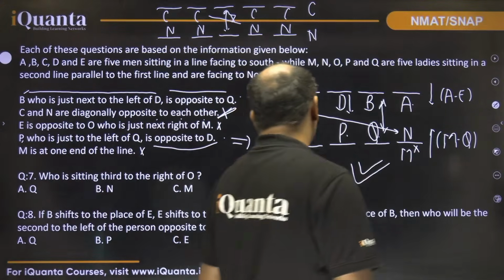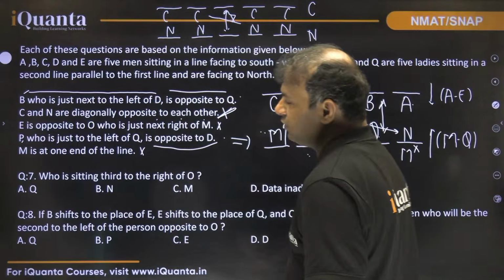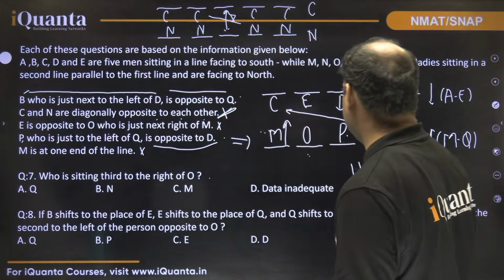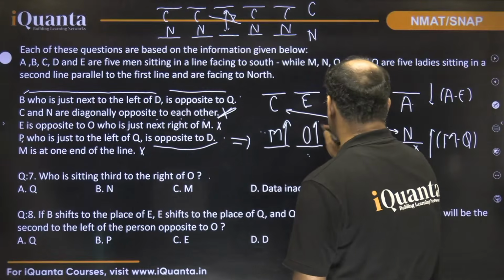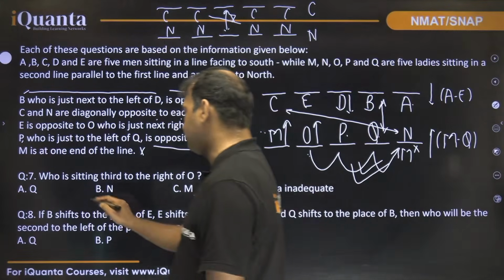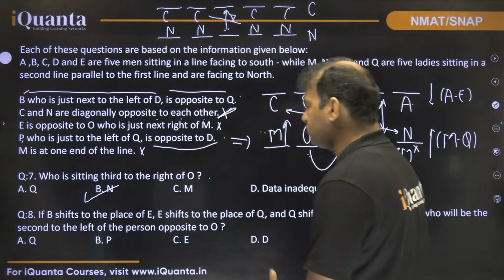Okay, so let's go further. So we have finished this arrangement. Now coming to the question part. Question number 7 says, who is sitting third right of O? Okay, so O is here facing north. Third right of O is obviously N. We can say N is the answer. Option number B. Okay, the second question is tricky.